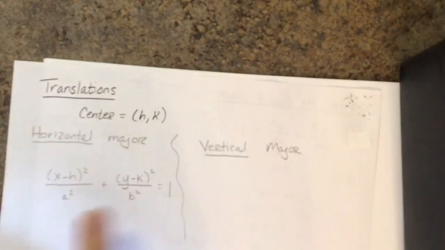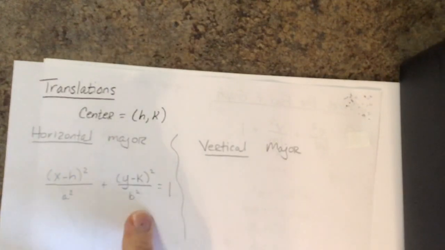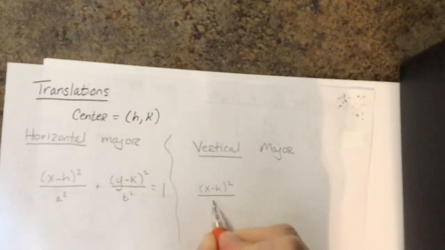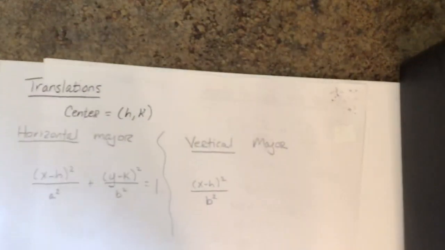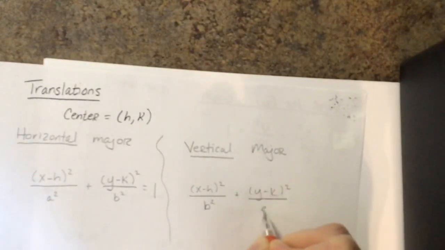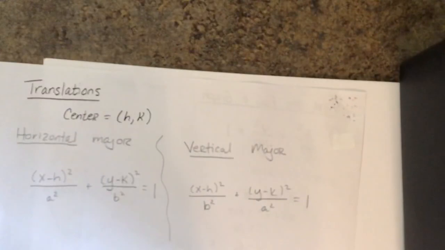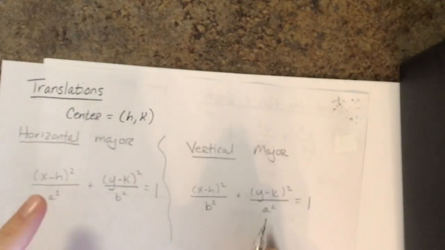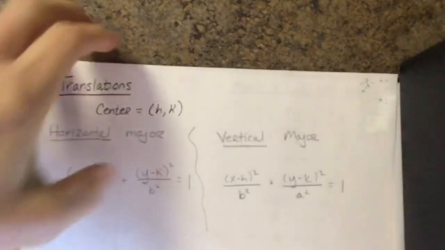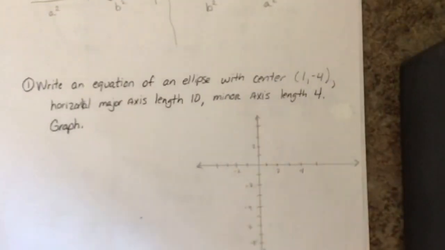So then for vertical, we just switch a squared to b squared. Now under the x squared is the b squared, and under the y squared is the a squared. Remember the a is always bigger, so you'll know which is the major axis based on the bigger number under either (x minus h) squared or (y minus k) quantity squared. All right, so we'll do an example. This will be our last one.